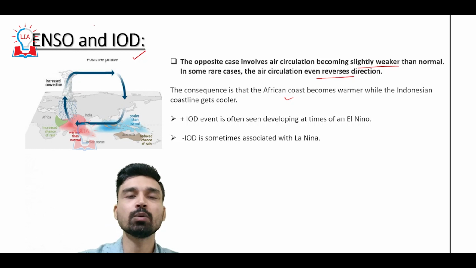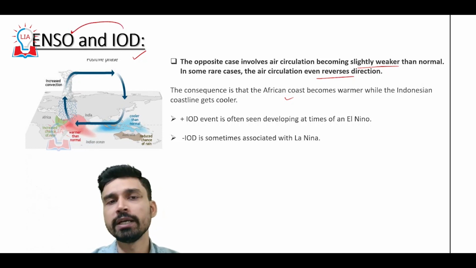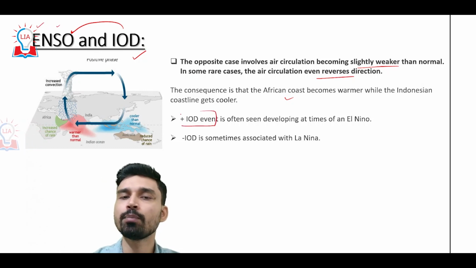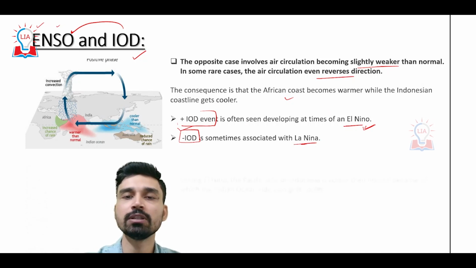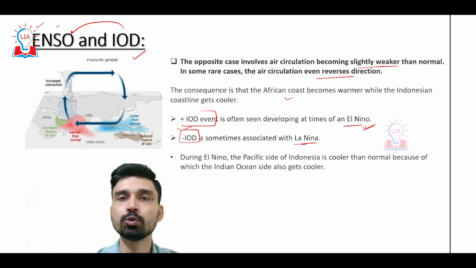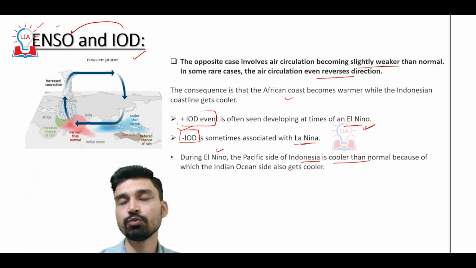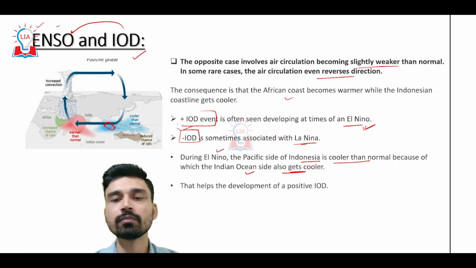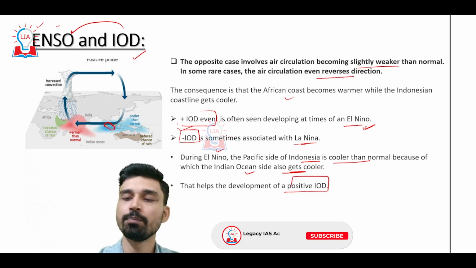Now, if you try to understand the relation between IOD, the Indian Ocean Dipole, and ENSO, where ENSO refers to El Nino and Southern Oscillation, generally we observe that whenever we have a positive phase of IOD, it develops at the same time as El Nino years. On the other hand, the negative phase of IOD is associated with La Nina conditions developing in the Pacific Ocean. Now, obviously, during El Nino, what will happen? The Pacific side of Indonesia is cooler than normal because we have development of a cold ocean current near the South American coast. So because of this, the Indian Ocean side near Australia, Indonesia and Malaysia also becomes cooler. So this helps in the development of the positive phase of IOD.